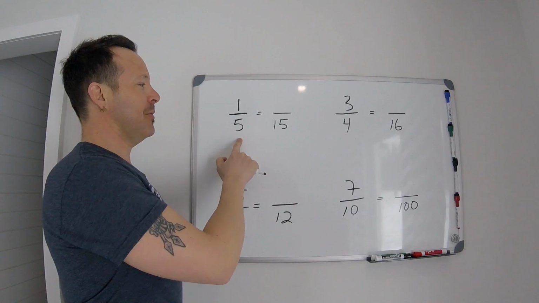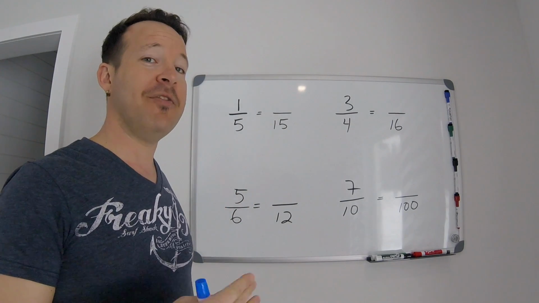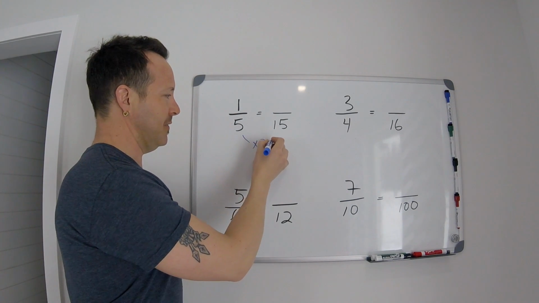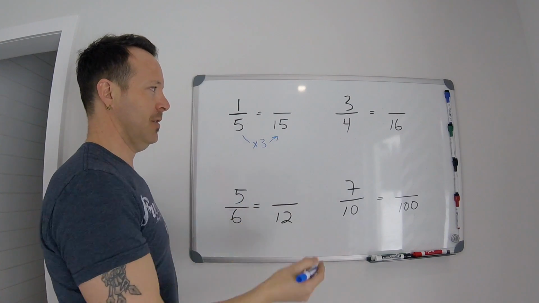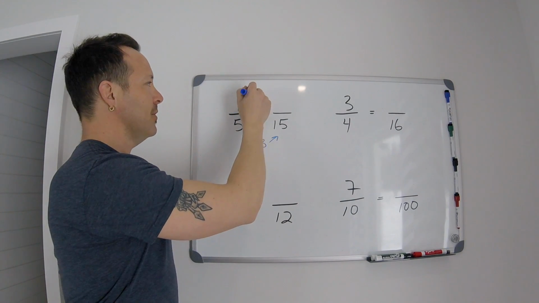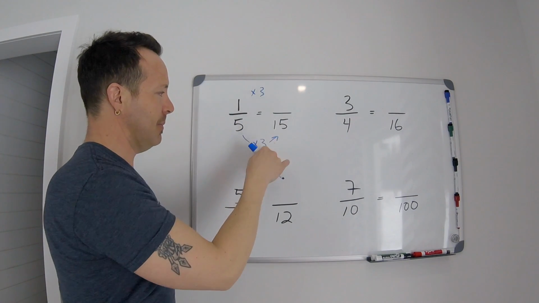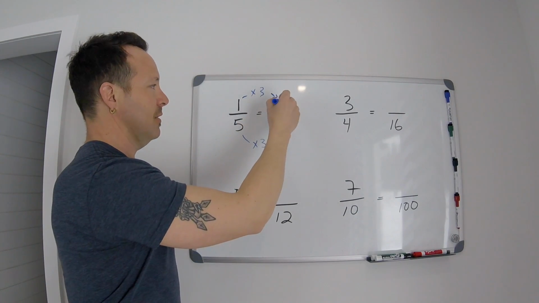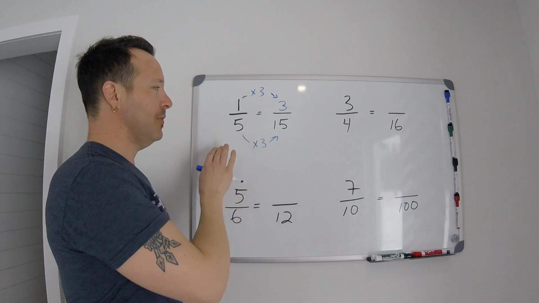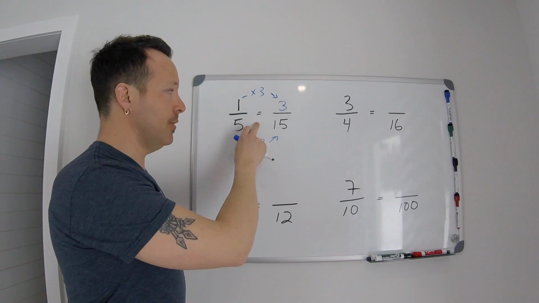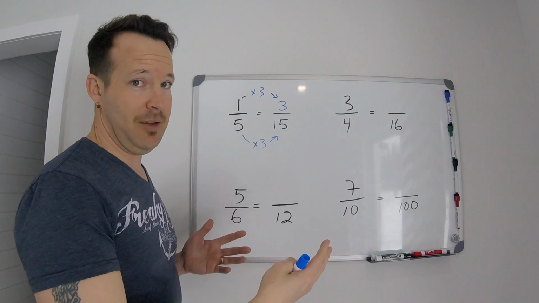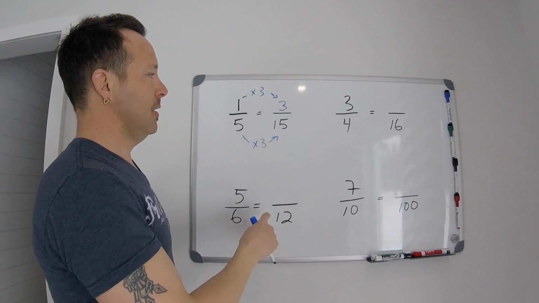But let's look at these fractions. How do I get from 5 to 15? Well, I have to multiply 5 times something. Well, 5 times 3 is 15. So whatever I do on the bottom, I'm going to do to the top. So 1 times 3, okay, because that's what I did here. I'm going to do the same thing. 1 times 3 is 3. So without drawing a picture, we can say that 1/5 is equivalent to or equal to 3/15. They're the same amount of cake. Let's look at the next one.